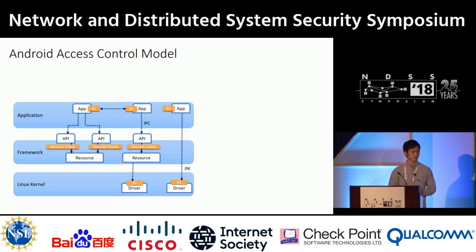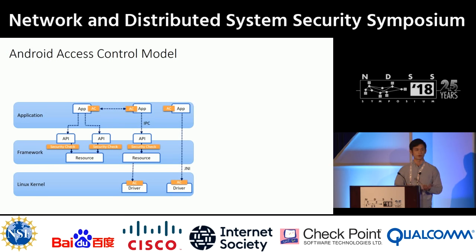And on the top is the application layer. Apps can collaborate and reuse functionalities using intercomponent communications. And an app can protect its privileged functionality by configuring several security properties.